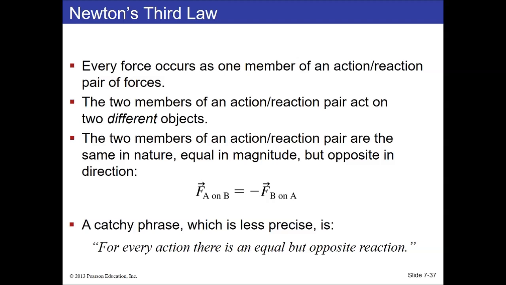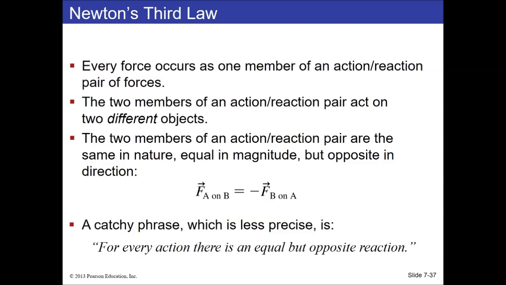These two forces, this pair, are called an action-reaction pair, and these act on two different objects, the objects that are a part of the interaction. The two members of this action-reaction pair are the same in nature, equal in magnitude, opposite in direction. When I say same in nature, I mean this: if one's a gravitational force, the other one's a gravitational force. If one's a normal force, the other one's a normal force. If one's friction, the other one's friction. That's what we mean by same in nature.